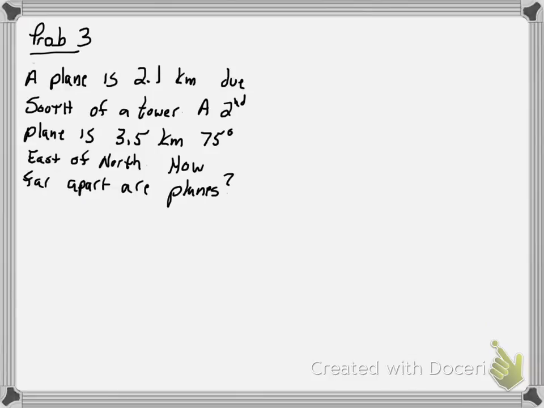Problem 3 talks about a plane that is 2.1 kilometers due south of a tower. Let's call the tower here. And the first plane is 2.1 kilometers south of that. So we'll call that plane A. A second plane is 3.5 kilometers away, 75 degrees east of north. So let's say north is this way here. Okay, 75 degrees east of north is going to be this way.